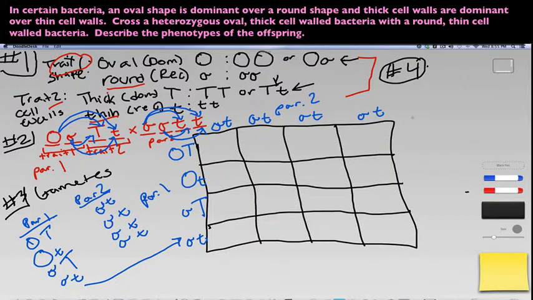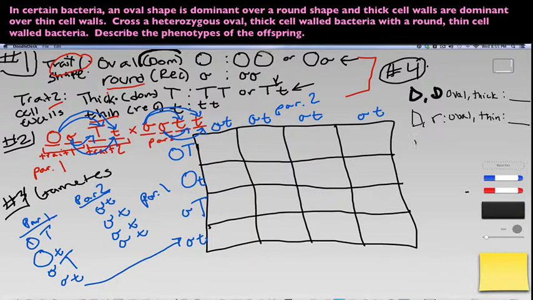Let's make this a little bit smaller. So our 4 combinations is going to be for trait 1 and trait 2. So you could be dominant for trait 1, which is oval, and you could be dominant for trait 2. So you could be dominant, dominant. In this case, that's going to be oval and thick. That's dominant for both. And you'll leave the space over here so you can fill out the number. The next we can be is dominant for trait 1 and recessive for trait 2. So that means you'll be oval and thin.